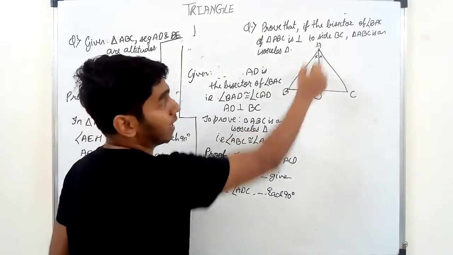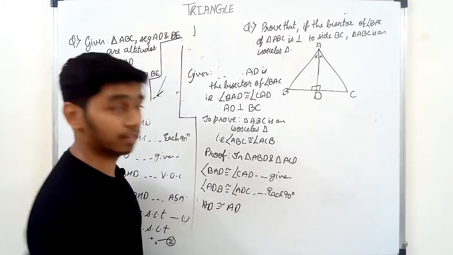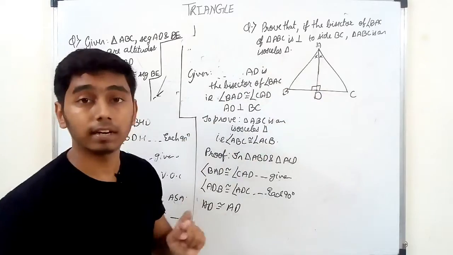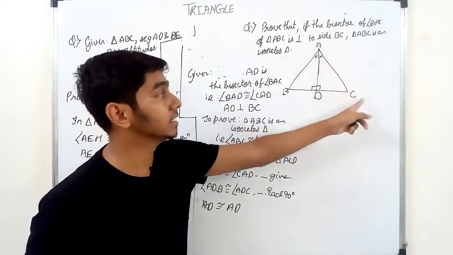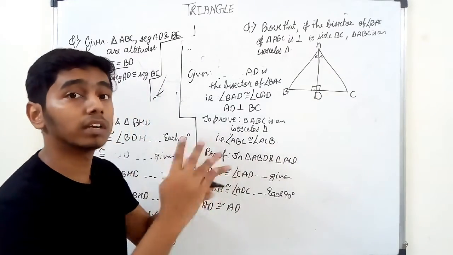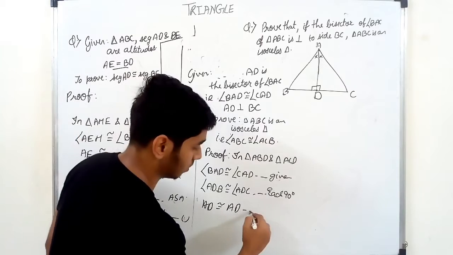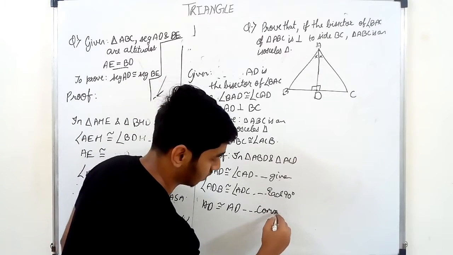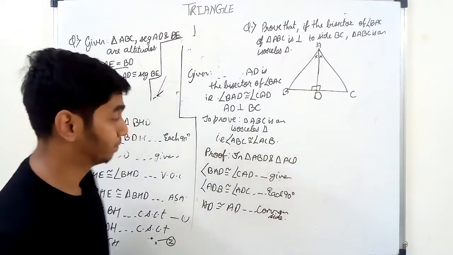Therefore, AD is congruent to AD itself. Why? Because common side. Because AD is there in ABD also and ACD also. So in both the triangles, AD is there. So it is common side. So we'll say common side.